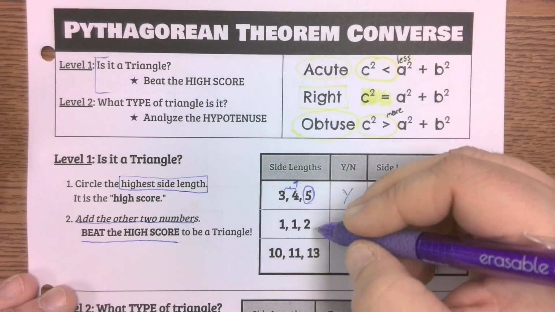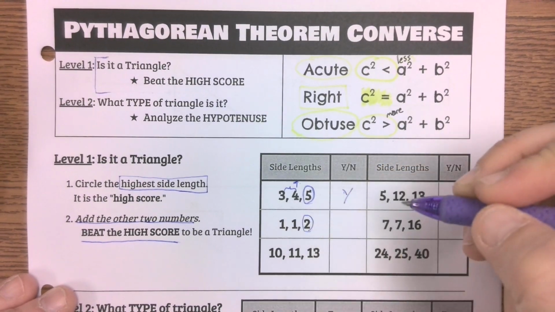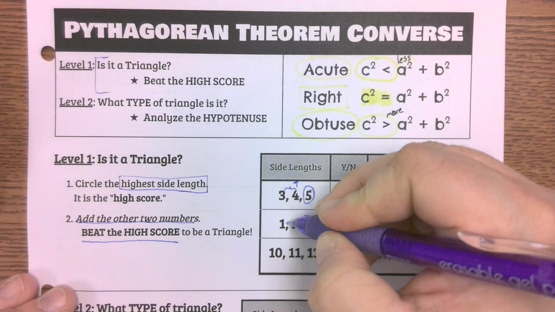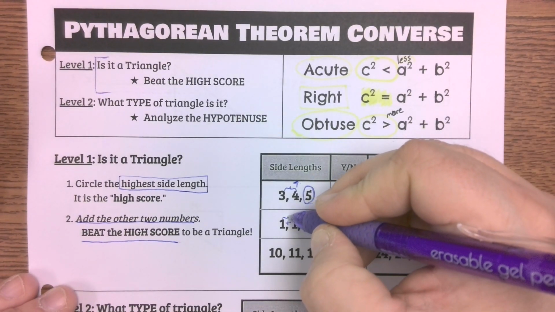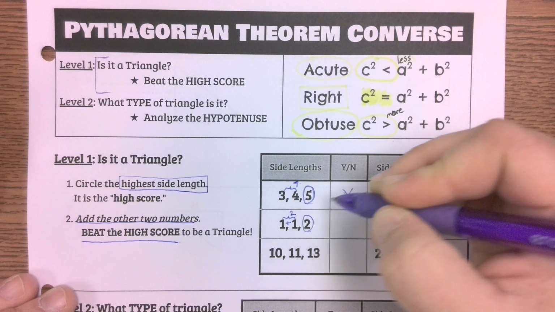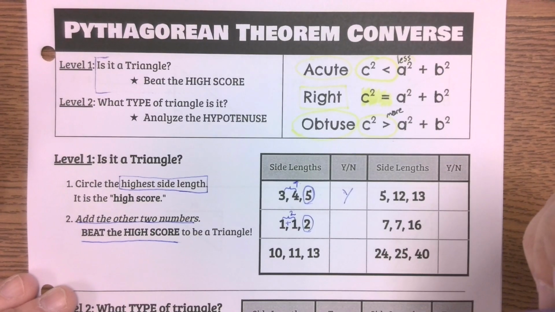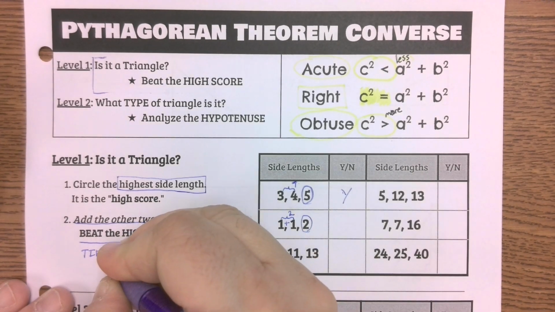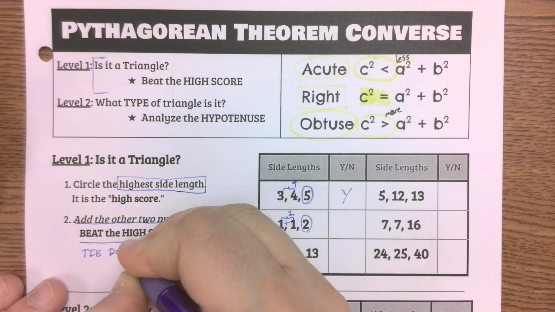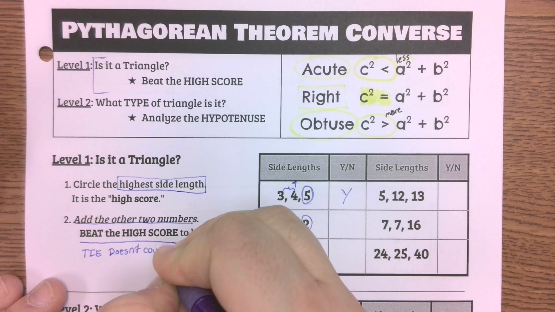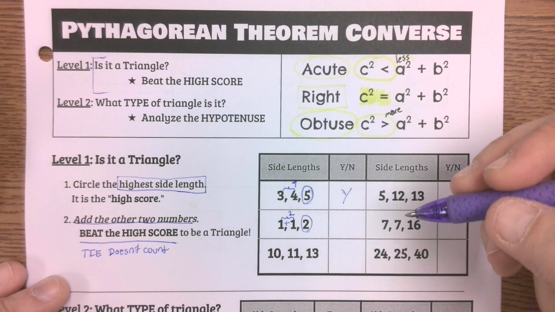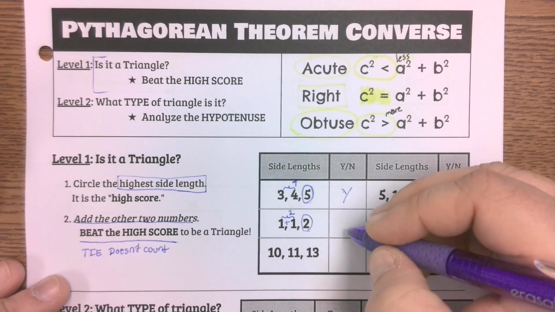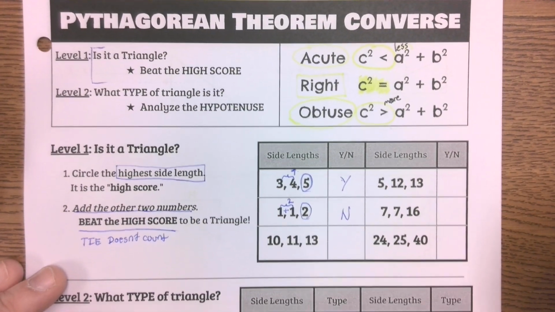Okay. So here, our current high score is 2. When I add these together, the other two small ones, we also get a 2. Now, does 2 beat 2, or is it equal? It's equal. So since it doesn't win, a tie is not beating the high score. A tie doesn't count. So since it's not larger than our highest score, our third side, we can say that no, this would not form a triangle. Okay?